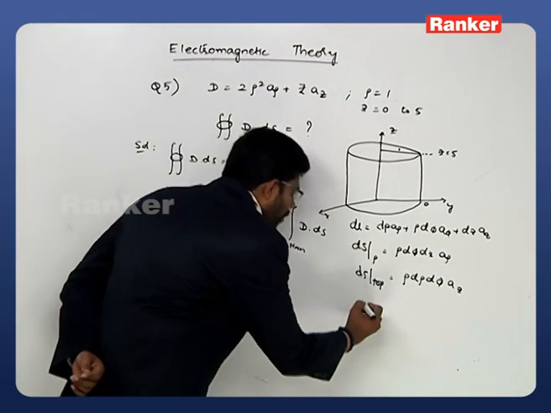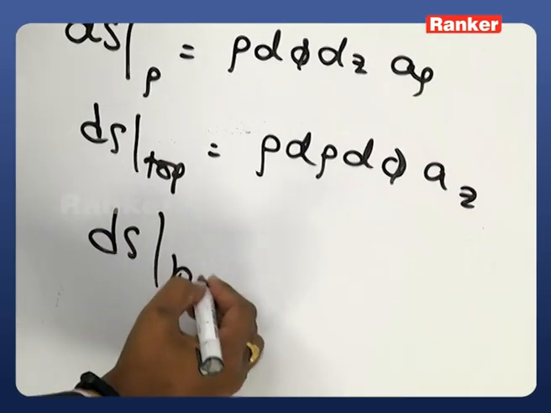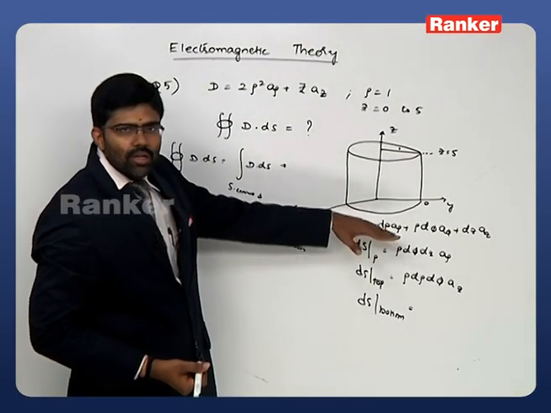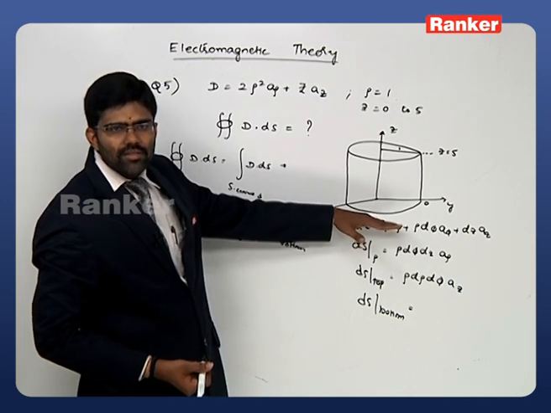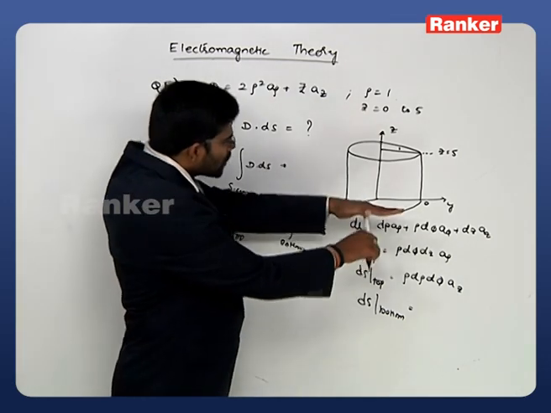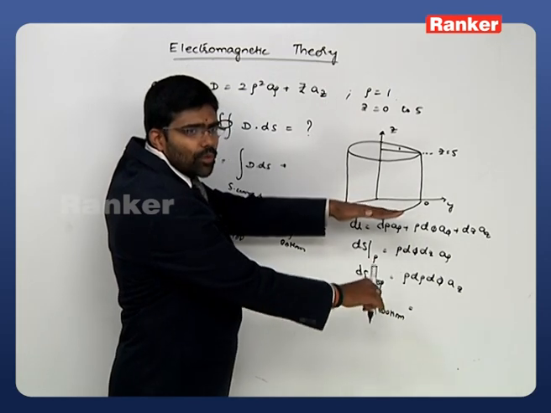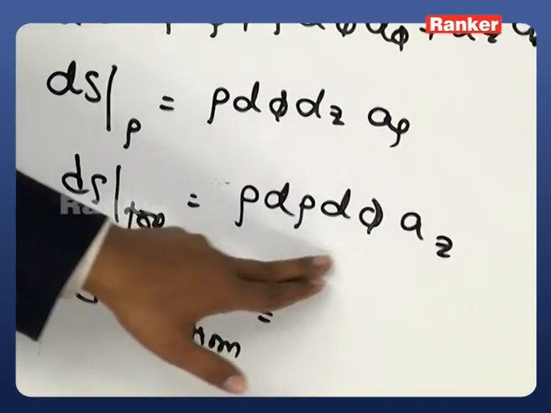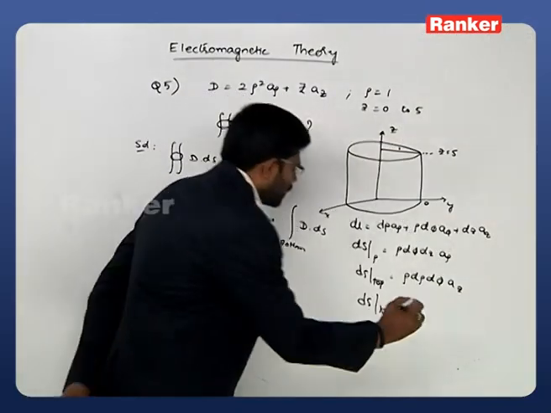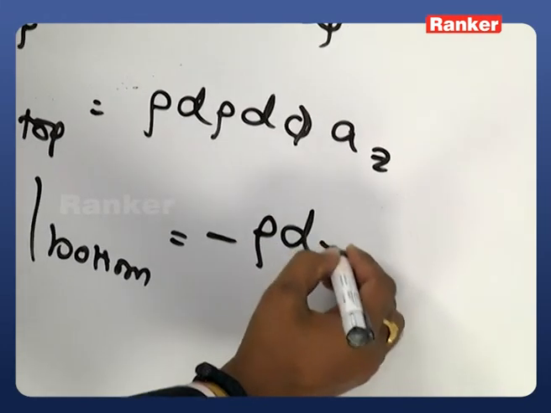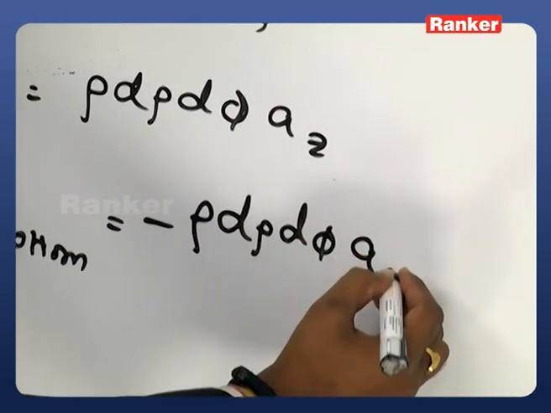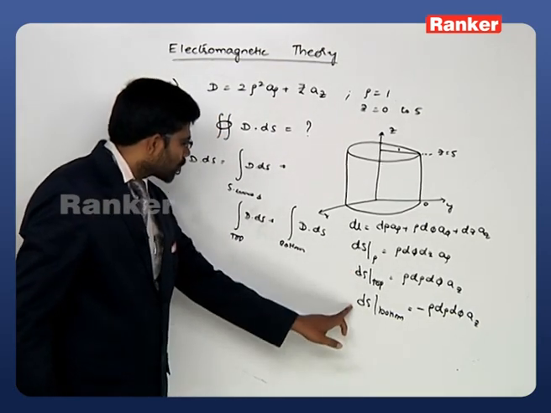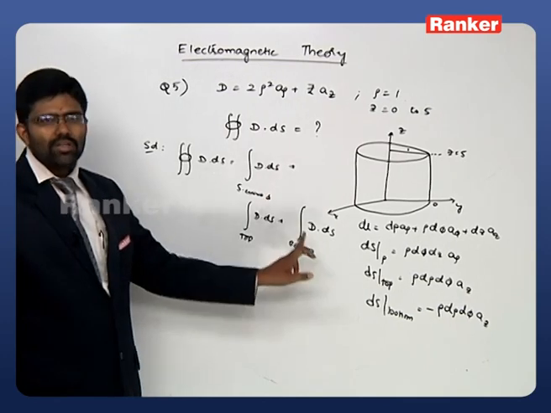In the same way, I am taking the differential surface for the bottom. Once again, just examine the direction of the differential surface. The differential surface is always away from the volume, so the differential surface we are considering is in the negative z direction. Negative z direction means we get the same quantity with a negative sign, that is, minus rho d rho d phi in the z direction. So these three are the differential surfaces we need to consider for the corresponding components.